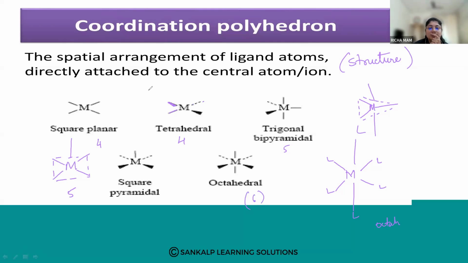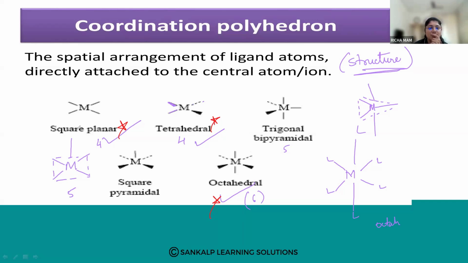Whatever the spatial arrangement of the ligands directly attached to the central atom is, it is called a coordination polyhedron. Polyhedron means how the structures are represented. The most common polyhedrons are tetrahedral geometry, square planar geometry, and octahedral geometry. Mark this important.